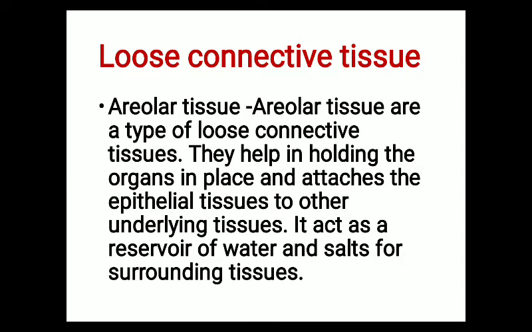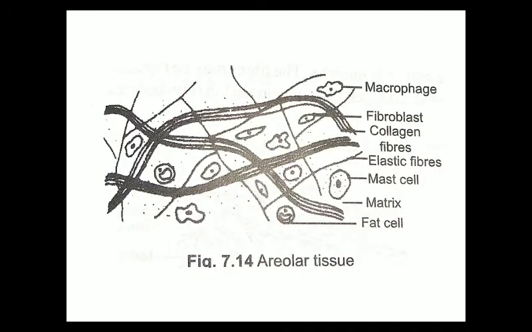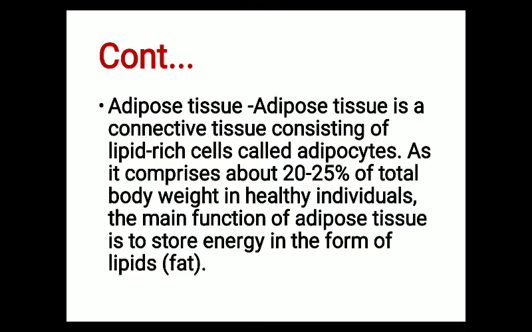The first type of loose connective tissue is areolar tissue. Areolar tissue helps in holding the organs in place and attaches the epithelial tissue to other underlying tissue. It acts as a reservoir of water and salts for surrounding tissue. This is the important function of areolar tissue, and this is the diagram of areolar tissue. In this diagram you can clearly see that the cells present in areolar tissue are widely separated from each other.